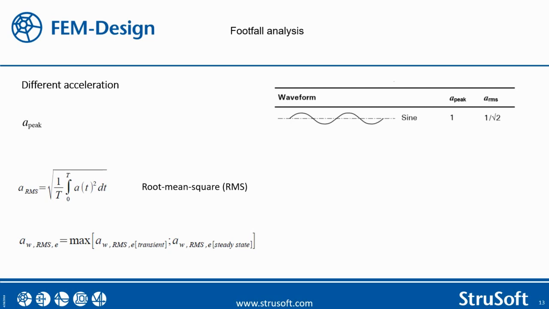In the case of a sinusoidal signal, the RMS acceleration value is equal to the peak value divided by the square root of 2, as seen in the top right corner. The RMS acceleration that will be used for yielding the response factor will be based on the max acceleration from either the transient or steady state. But as I mentioned before, for the excitation mode called rhythmic crowd load, the calculation will only be performed for the steady state.